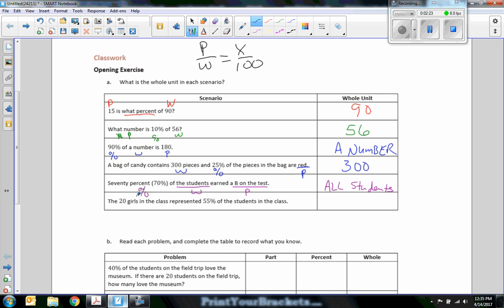Okay, and finally the last one. 20 girls in class represented 55% of the students in the class. So this is a part of the class. This is the percent. And the students in the class was the whole. So the whole unit was all students in that class.